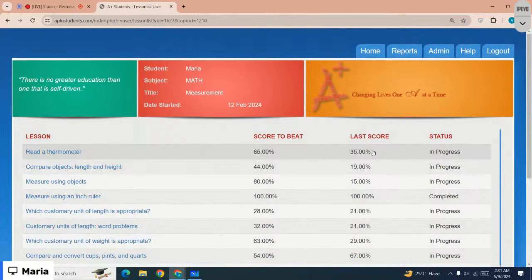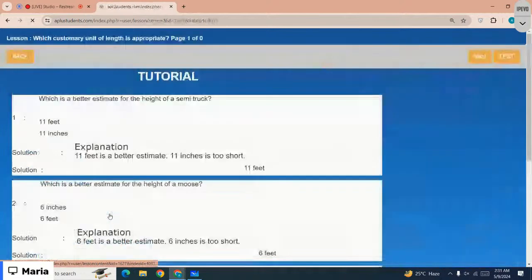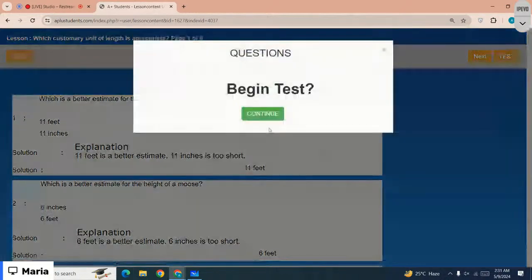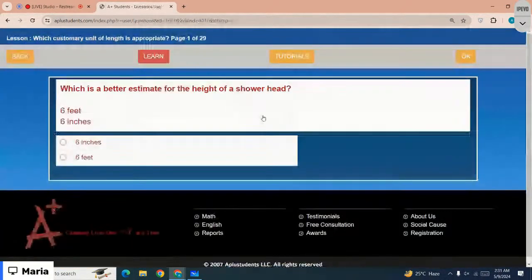The next lesson is which customary unit of length is appropriate. Now we're going to learn the different units we have to use when we are measuring the length of anything, right? So let's just start with the test questions because in the tutorial you're not given the options, right? Okay, which is the better estimate for the height of a shower head? 6 feet, 6 inches, right?